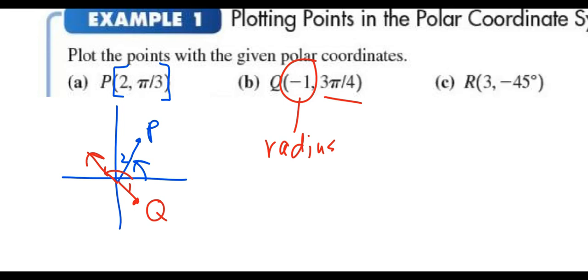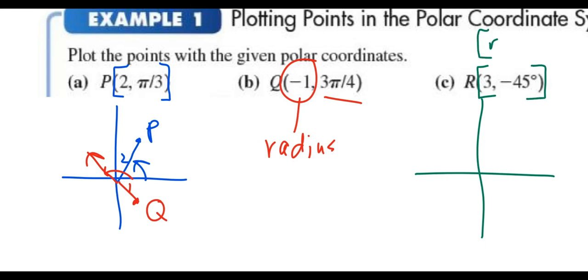Well, then we have this one over here for letter C. Man, it just drives me nuts that they're not using brackets. Now, that's how we normally write our coordinates. At least that's the way I've always written it. R, theta.